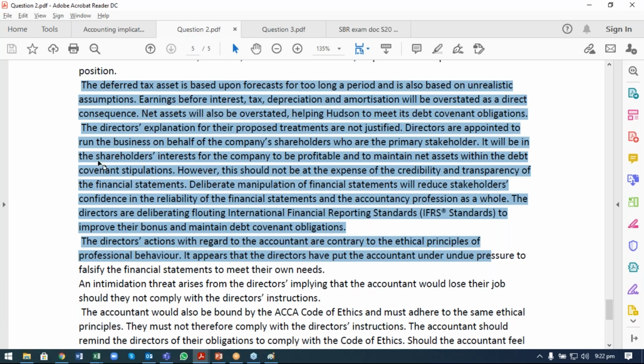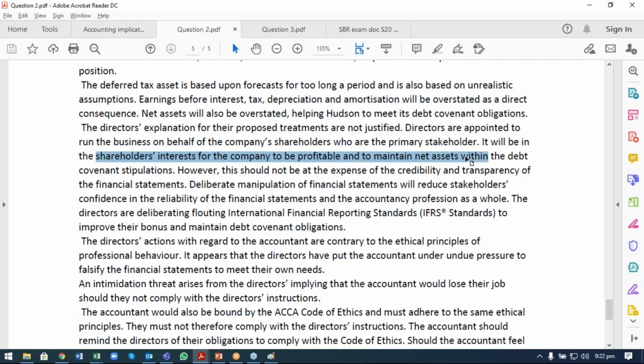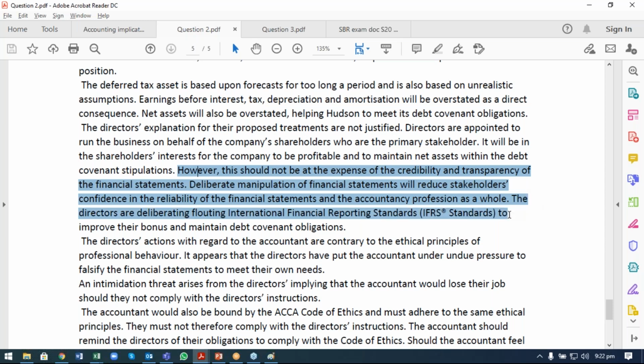It will be in the interest of the company to be profitable and to maintain net assets within the debt covenant stipulation. However, this should not be at the expense of the credibility and transparency of financial statements. Deliberate manipulation of financial statements would reduce shareholders' confidence in the reliability of financial statements and the accountancy profession as a whole. The directors are deliberately flouting International Financial Reporting Standards to improve their bonuses and maintain debt covenant obligations. The directors' actions with regard to the accounts are contrary to the ethical principles of professional behavior.